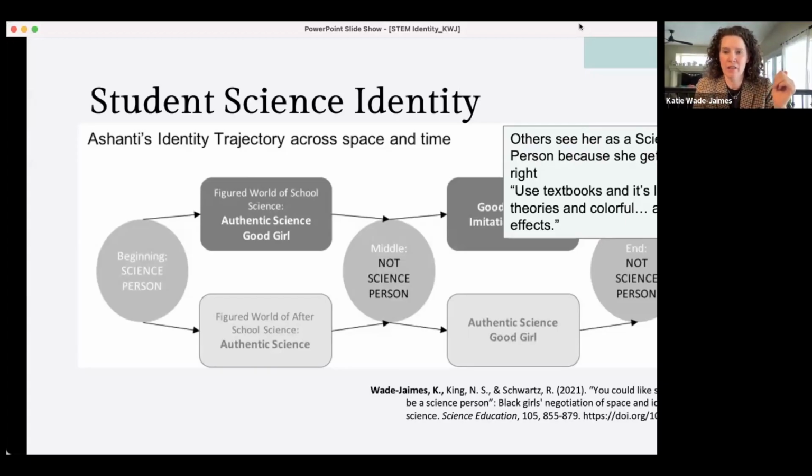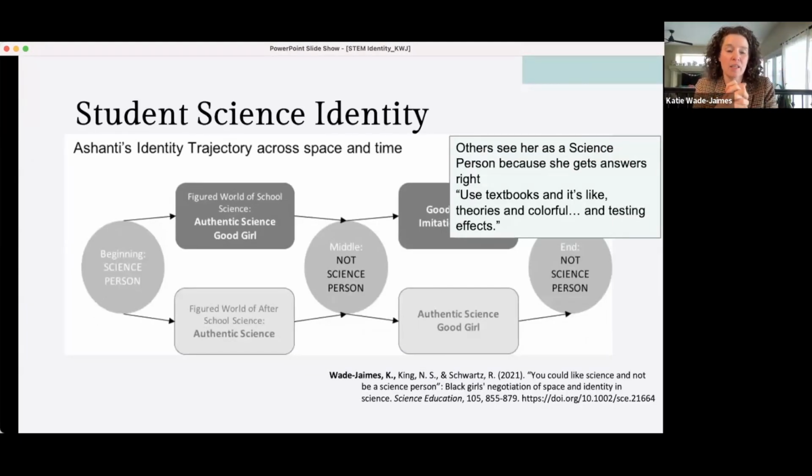At the end of the year, when I asked her if she was a science person, again, she said no, which was upsetting. However, at this point, when I said, do you think other people see you as a science person? She said yes, which was surprising. However, now she's saying that is probably because she gets the answers right a lot. When I asked her what science was, she says, well, you use textbooks, it's theories, it's colorful, it's testing effects. So you can see she's really doubling down on, she's a good student, so that makes her a science person. But when she defines science, it's a lot more of this imitation science than the authentic science at the beginning of her 7th grade year.